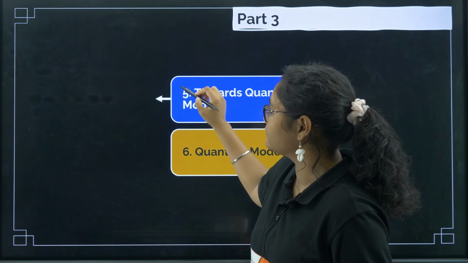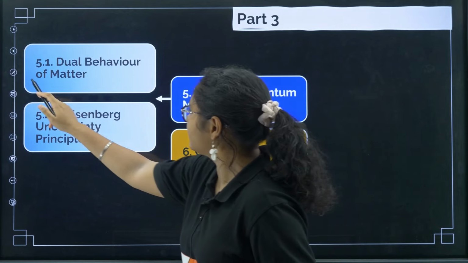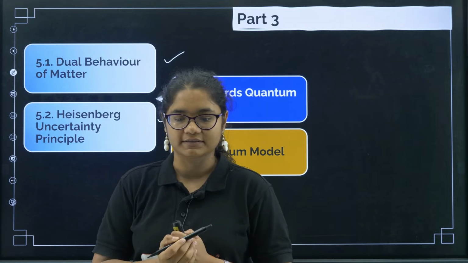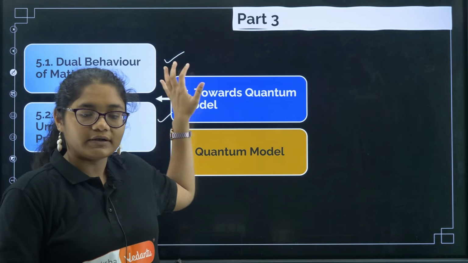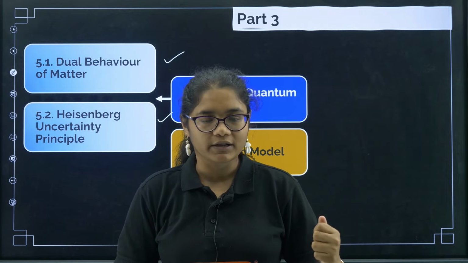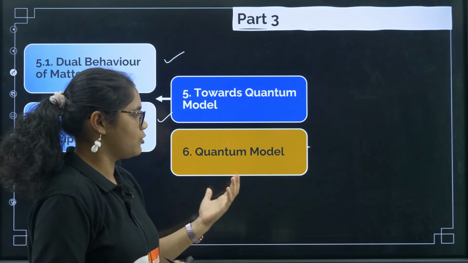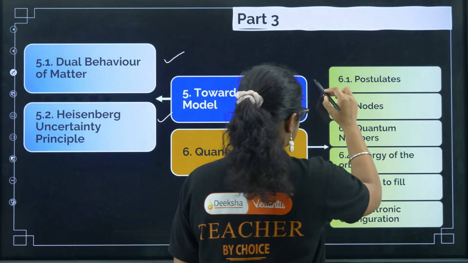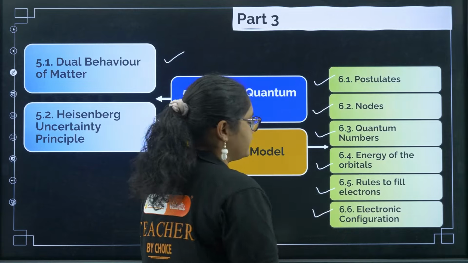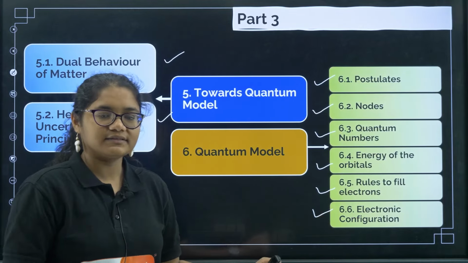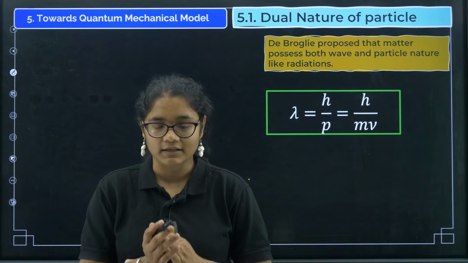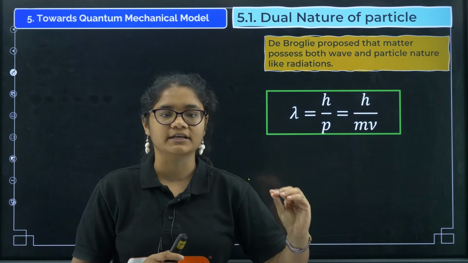The first thing is the dual behavior of matter, and the second thing is Heisenberg uncertainty principle. These were the two developments which led to the quantum mechanical model, and after that we'll talk about what this quantum model is, and in this we have so many things to discuss: its postulates, what is a node, quantum numbers, energy, rules, and then electronic configuration. And with this we'll be completing this chapter today. So first let us start with towards quantum mechanical model. The first thing is the dual nature of matter.